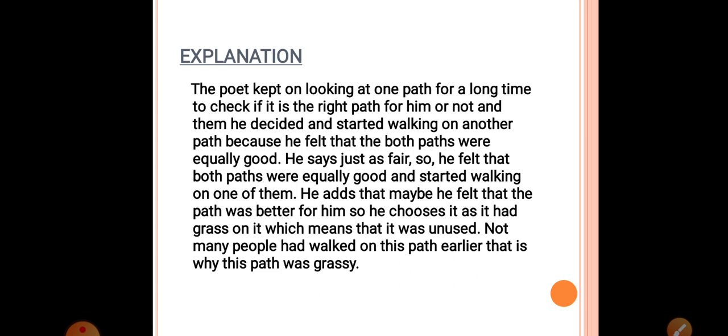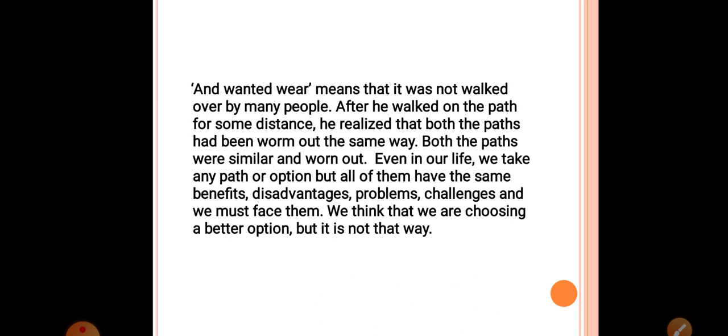He adds that maybe he felt that the path was better for him, so he chose it. It had grass on it, which means that it was unused. Not many people had walked on this path earlier. That is why this path was grassy. And wanted wear means that it was not walked over by many people. After he walked on the path for some distance, he realized that both the paths had been worn out the same way. Both the paths were similar and worn out.